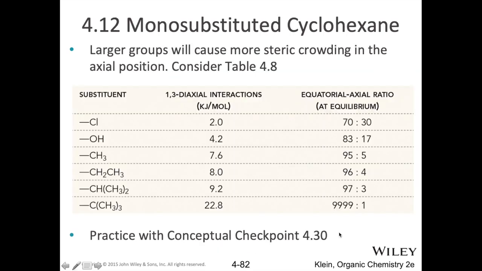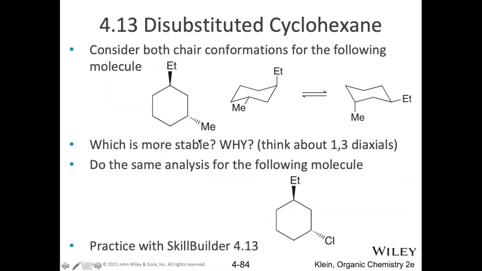So if you're having trouble seeing that, if we go back, you can see that a chlorine has about a 2 kilojoule interaction with its 1,3 diaxial strain, and an ethyl group has about an 8 kilojoule interaction. So this is probably bulkier than the chlorine. So in other words, you would see a similar effect. You'd want this ethyl group to also be equatorial. Okay, so the more stable molecule you'd see here would look like this, with a chlorine instead of that methyl group.